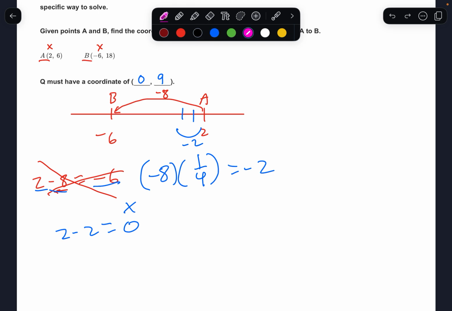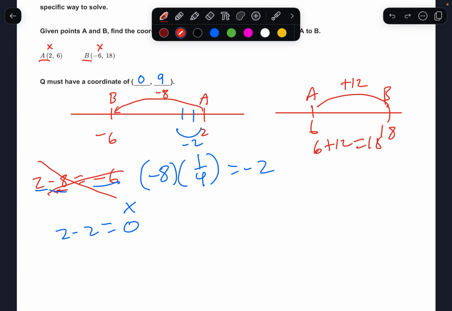I'm going to do the exact same thing with the y coordinate. I'm going to do it a lot faster. The y coordinate starts at 6. That's my A. And it goes to 18. That's my B. You could draw it vertically if you want, but we're just talking about how far they are. 100% of the distance is plus 12. So 6 plus 12 is 18. But I don't want to do plus 12. I want to do 1/4 of that.